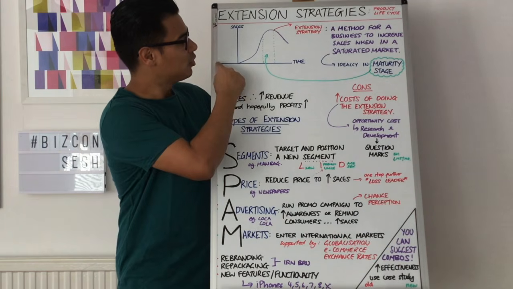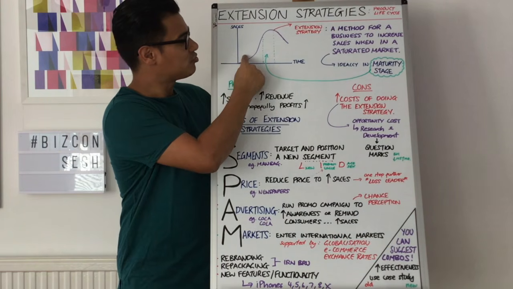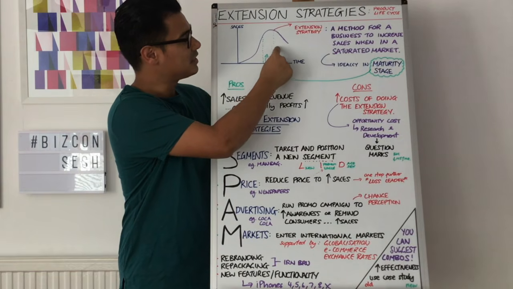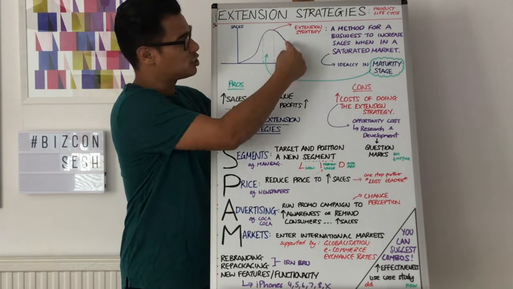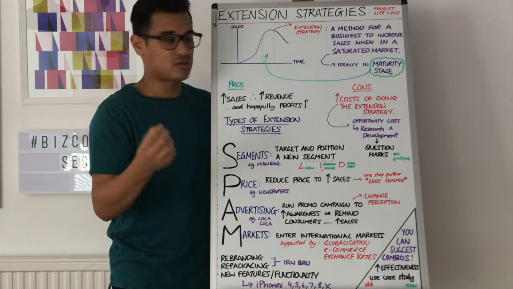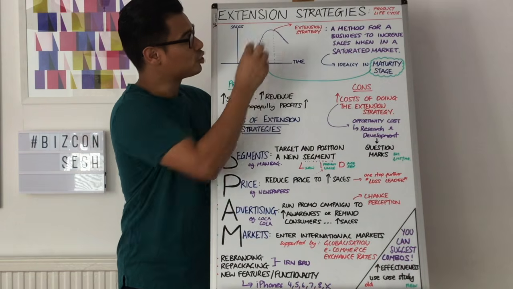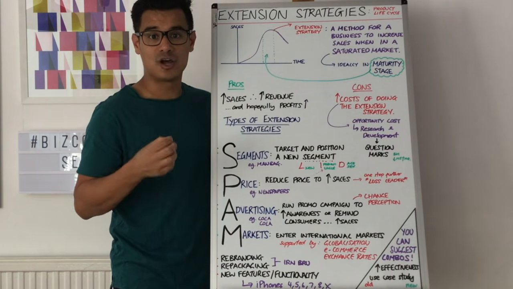So the product life cycle, you're remembering the research and development, introduction, growth, maturity and decline stage, and the fact that the sales over time will go through this shape here. Extension strategies usually happen in the maturity stage of the product life cycle.